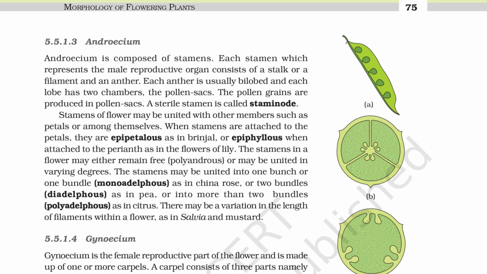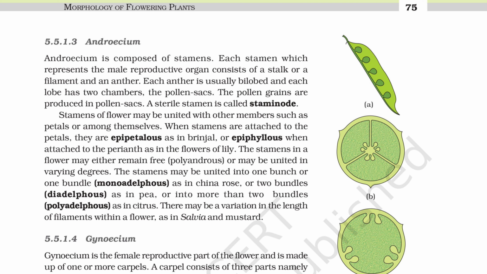Androecium is composed of stamens. Each stamen, which represents the male reproductive organ, consists of a stalk or a filament and an anther. Each anther is usually bilobed and each lobe has two chambers, the pollen sacs. The pollen grains are produced in pollen sacs. A sterile stamen is called staminode.